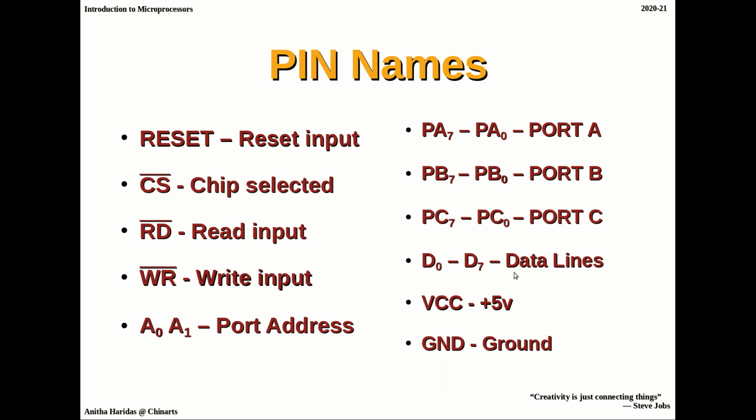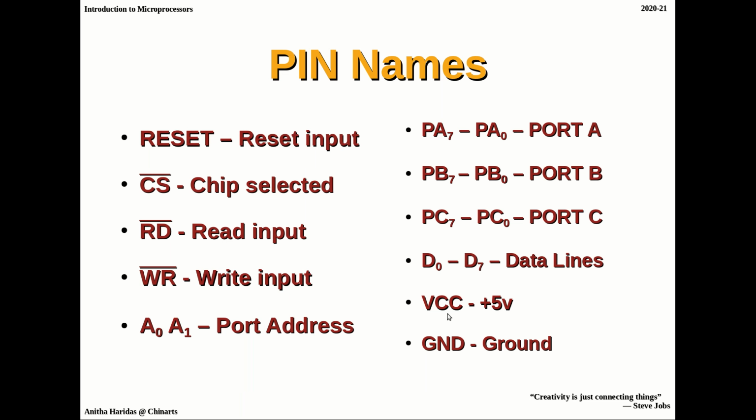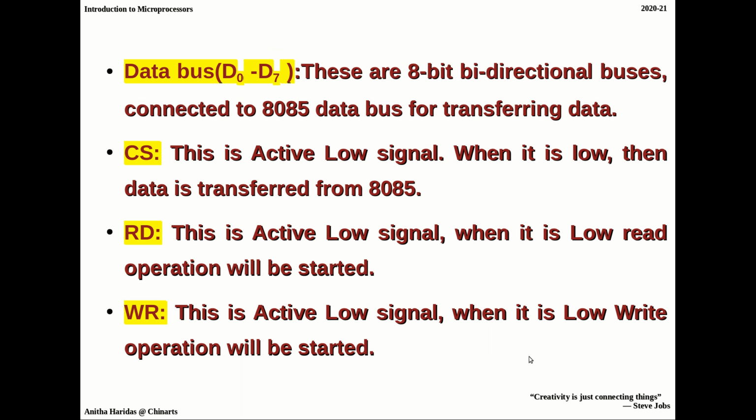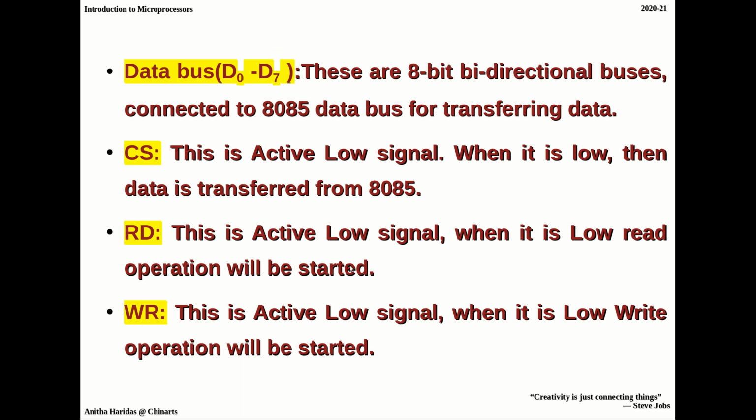Then we have 8-bit data lines connected to the system bus. Then 1 pin for the voltage, or you can call it the power line. Then we have a ground signal also. So these are the 40 pins that are available in 8255. So let us see the description of each and every pin. The data bus D0 to D7, these are the 8-bit bidirectional buses.